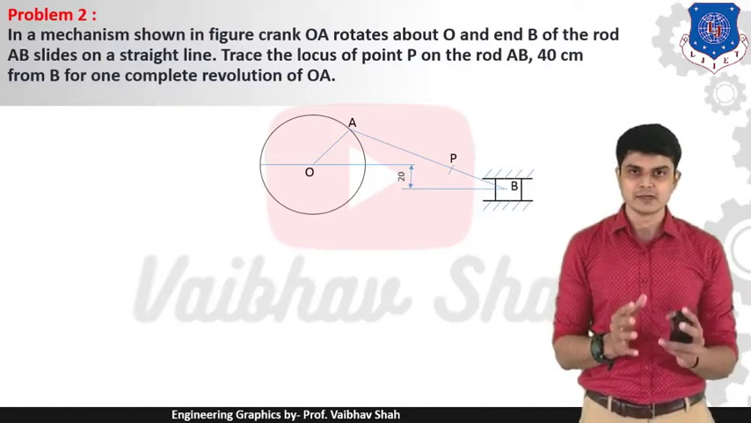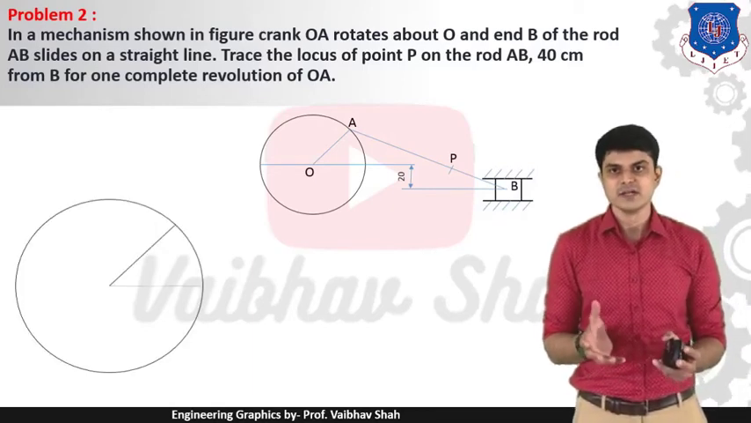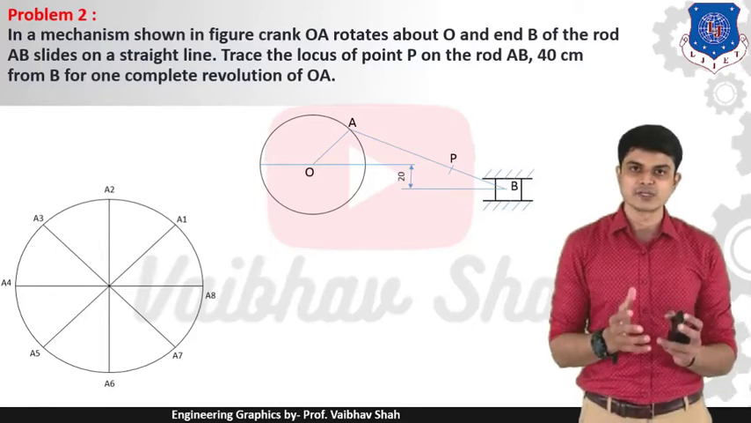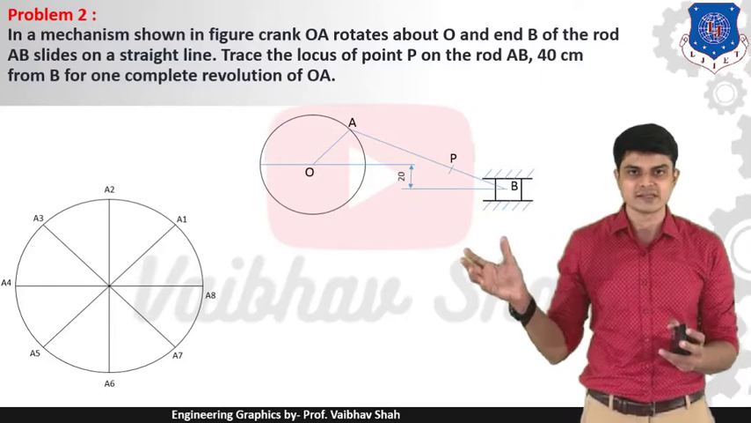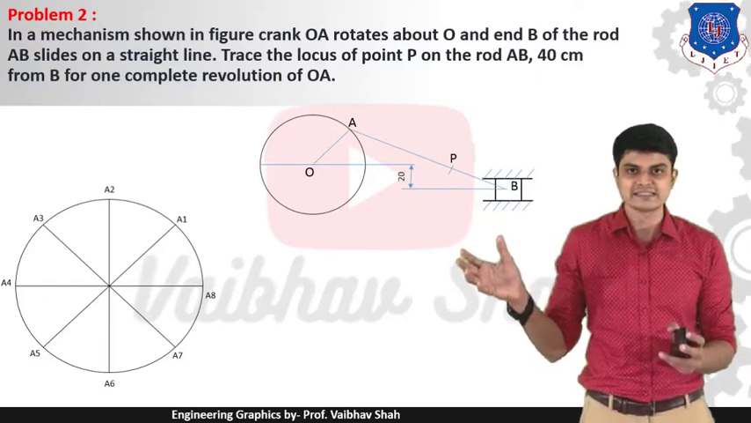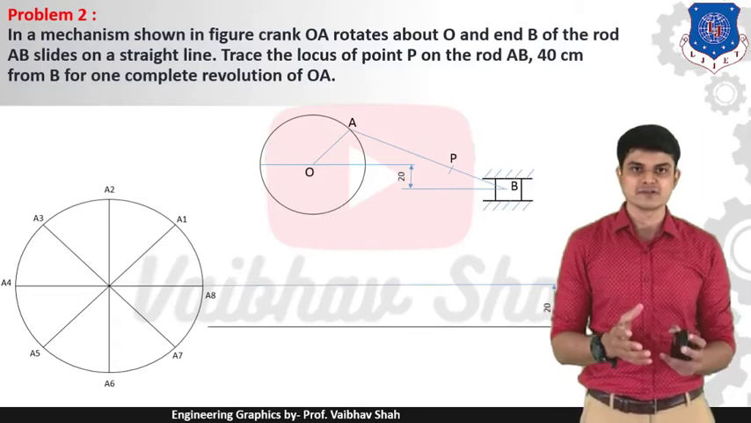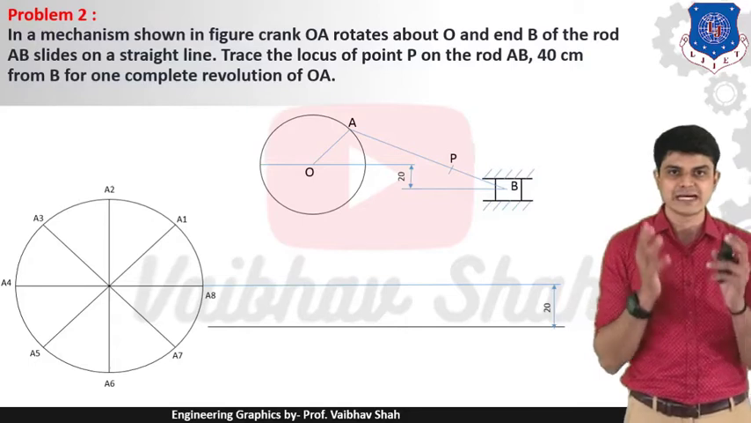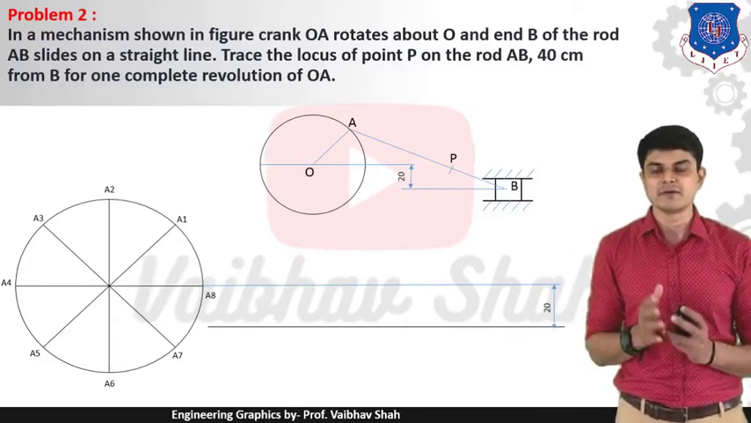The example is similar. So what we need to do? We need to first start with the circle as usual. We need to just follow the same course here. Then we will be dividing this circle into 8 equal parts. Let us give the numbering as A1, A2, A3, A4, A5, A6, A7 and A8. Then what we need to do? We need to draw one center line first. Then you need to draw another line which is 20 mm apart, because now in this case your slider would be 20 mm away from this line.